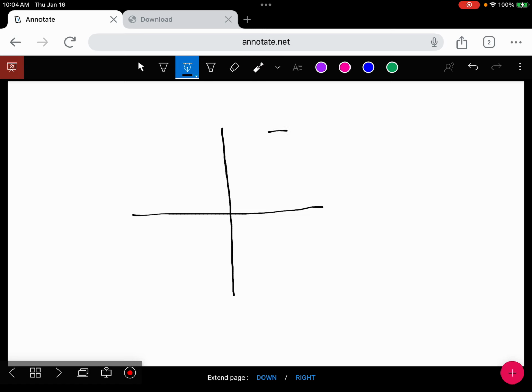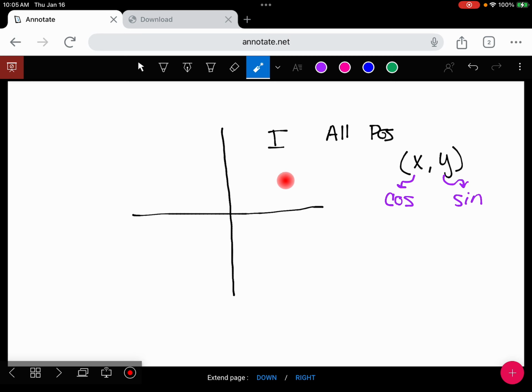1, quadrant 1. Which values are positive in quadrant 1? X's and Y's. So everybody's positive. So if we think about our ordered pairs, x comma y, our x's are using our cosine. We talked about this the other day when we looked at our unit circle. X's are cosines, and our y's are sines, right? So if x's are positive and y's are positive, cosine and sine are both positive, tangent will also be positive. So everybody's positive in quadrant 1.